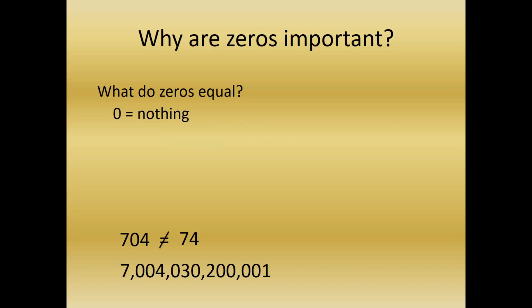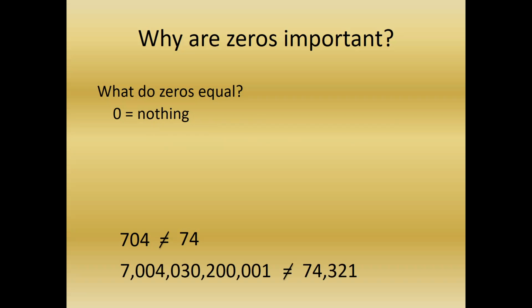So what about this number? We have 7 trillion, 4 billion, 30 million, 200,000, 1. Wouldn't that just be 74,321? You said the zeros equal nothing, so that means we can take them out, can't we? They don't mean anything, we can just get rid of them. So we're saying that these numbers are equal. No, we know that's wrong as well.